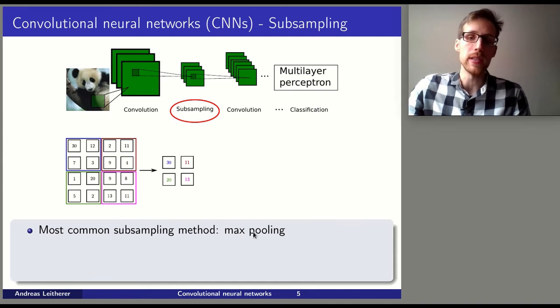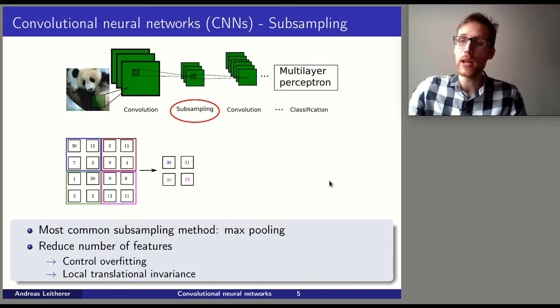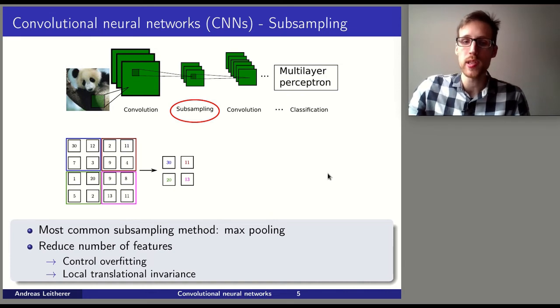And the most common method is max pooling, where you can divide the image into, in principle, rectangular regions, but here it is quadratic. And in each quadratic region, the maximum value is selected. So here it is 30, 11, 20, and 13. And this way you can reduce the number of features. This, on the one hand, controls overfitting, and on the other hand, you also get local translational invariance.